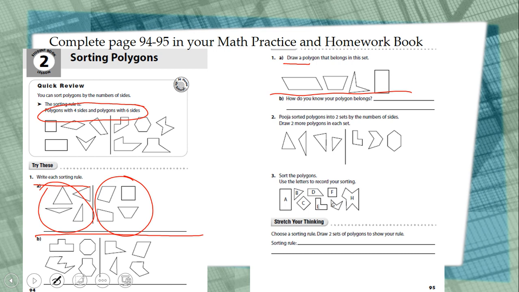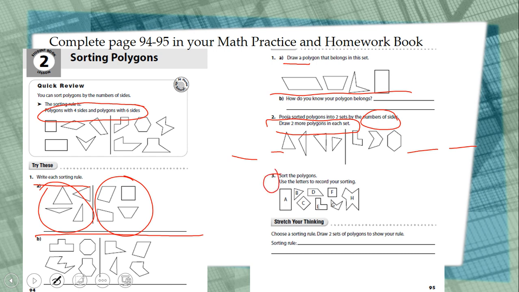For question 2, what you need to do is draw 2 more polygons in each set. So you need to draw 2 in here and 2 in here, okay? And again, you need to count the number of sides. That's the most important and basically the only way to sort polygons properly. So you're going to count the sides and you're going to draw 2 more shapes. Try to make them look a little bit different, but remember, they can be kind of funny looking as long as they're not curved edges. Remember, polygons need straight lines.